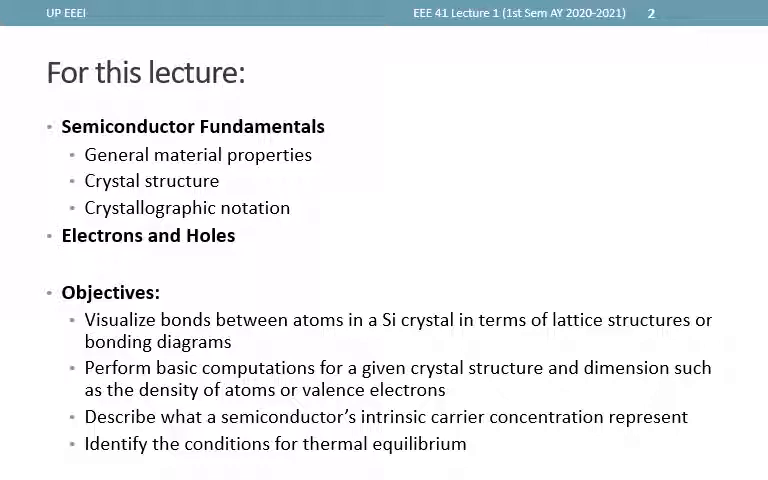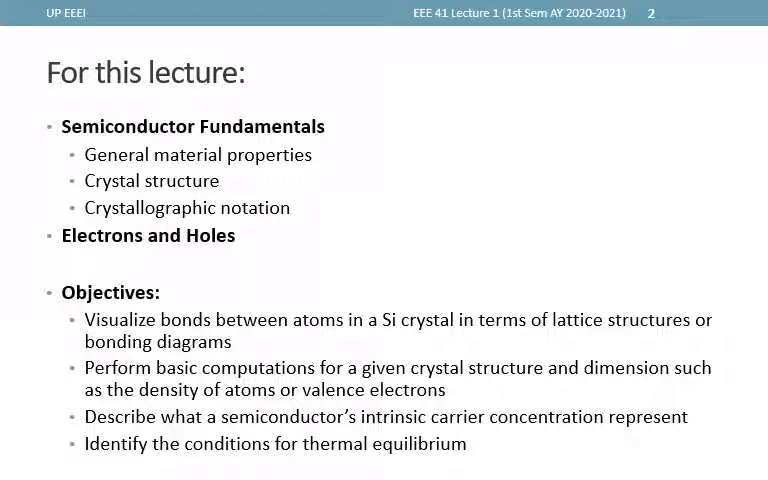First, to visualize bonds between atoms in a silicon crystal in terms of its lattice structure or its actual 3D formation of atoms within the crystal, and bonding diagrams. So bonding diagrams, on the other hand, is a simpler 2D representation, which is a useful visualization tool in analyzing the interaction of atoms and electrons in our semiconductor materials.